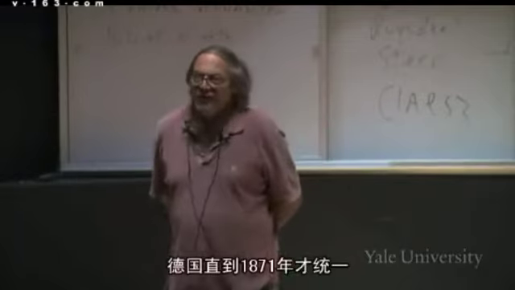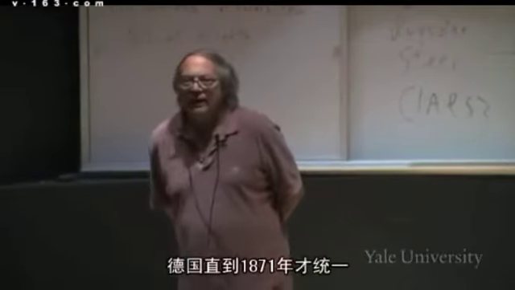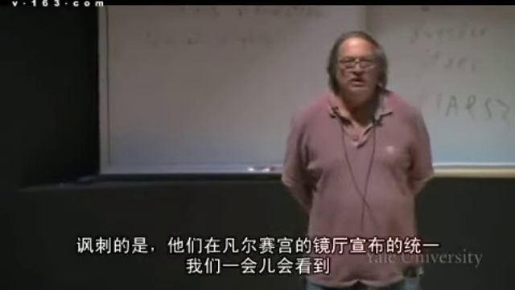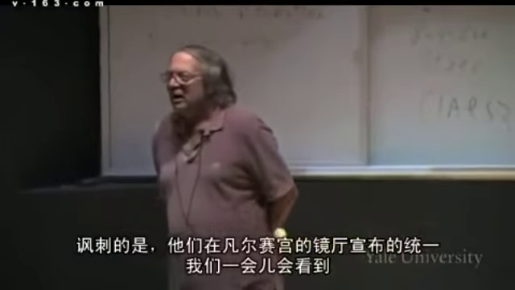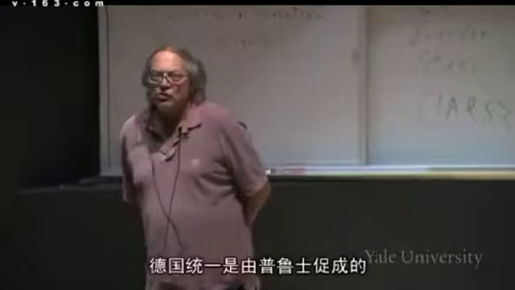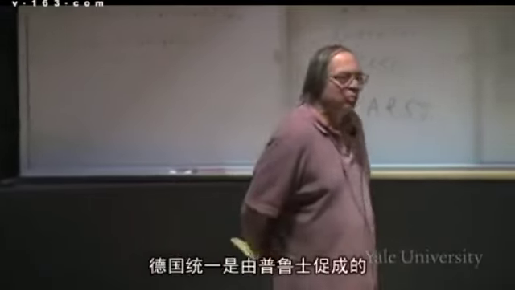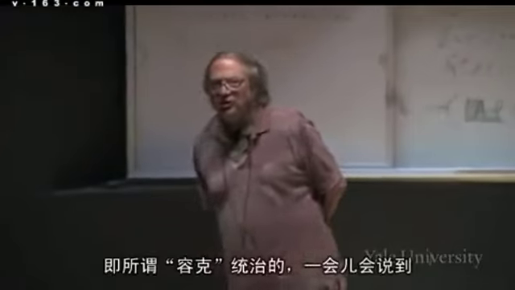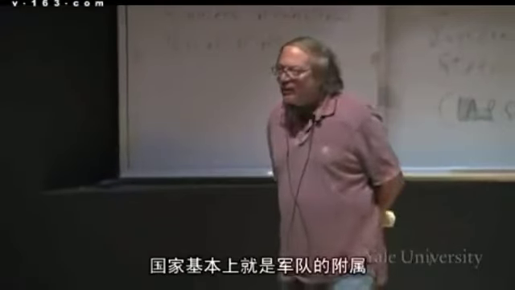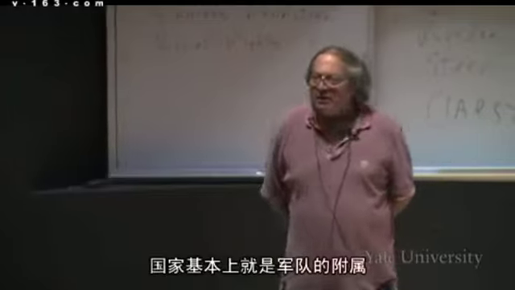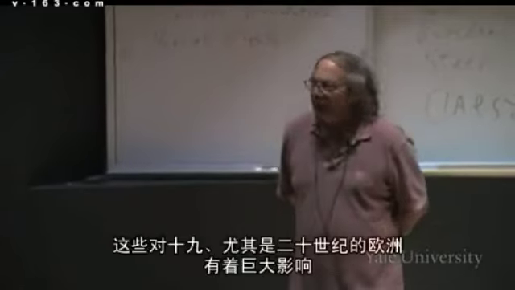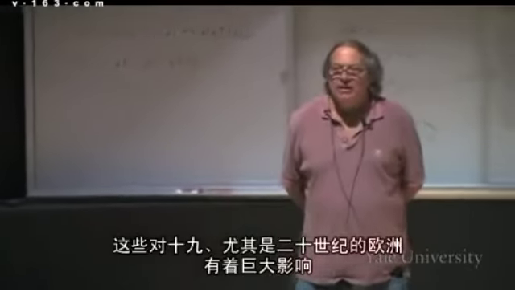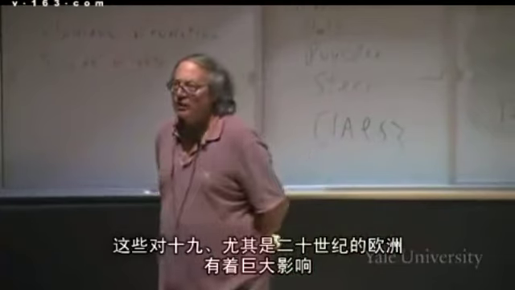Germany is not unified until 1871. Ironically, unification was proclaimed in the Hall of Mirrors at the Chateau of Versailles, which we'll visit for a few seconds later on. And the fact that German unification was achieved by Prussia, and that Prussia was dominated by nobles who were called Junkers, you'll come to them later, and by an army in which the state basically was an appendage of the army, had rather enormous consequences for Europe in the late 19th and above all in the 20th century.